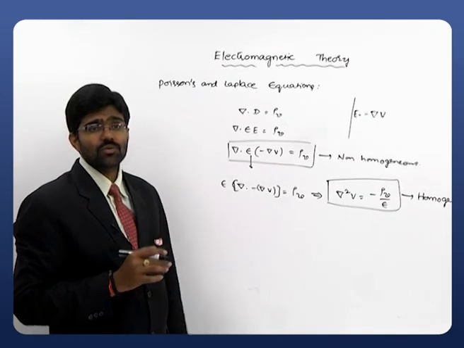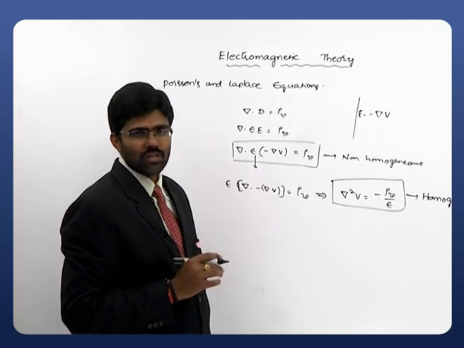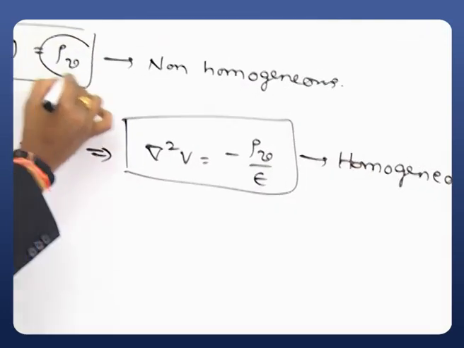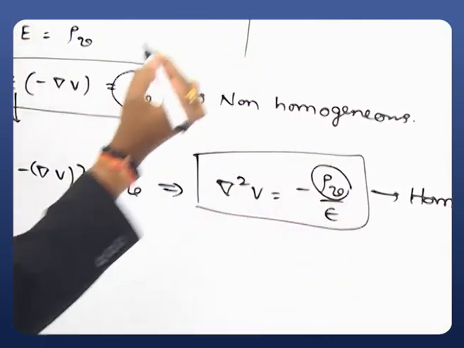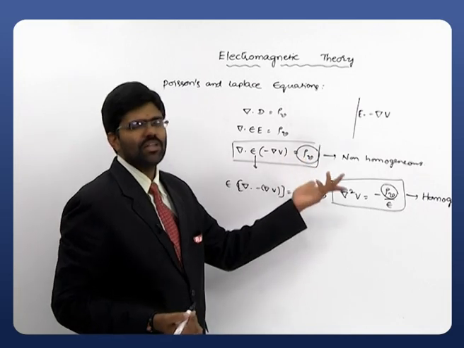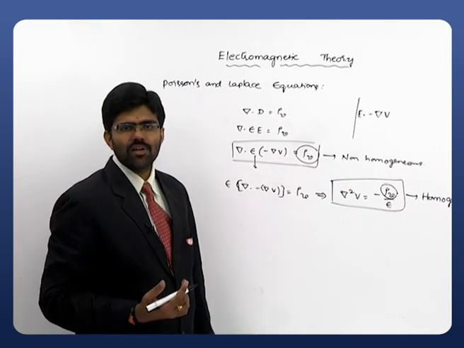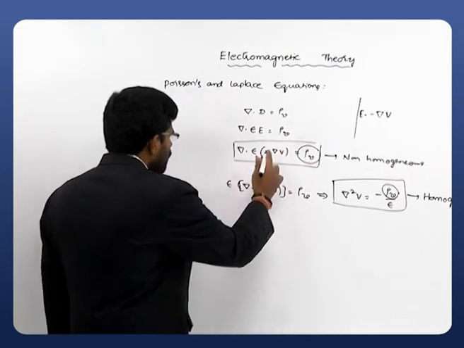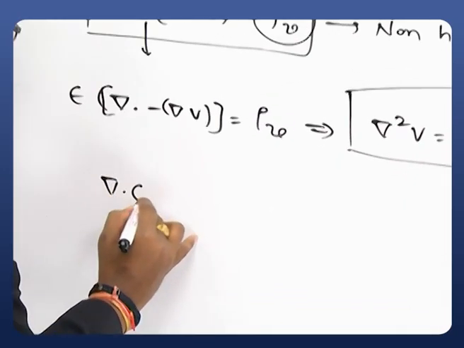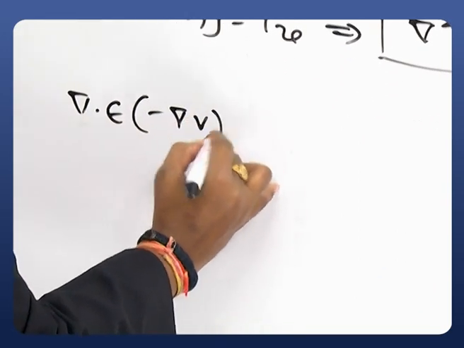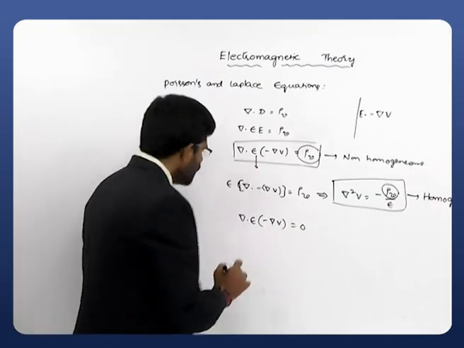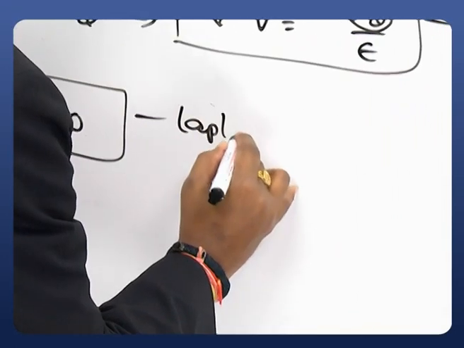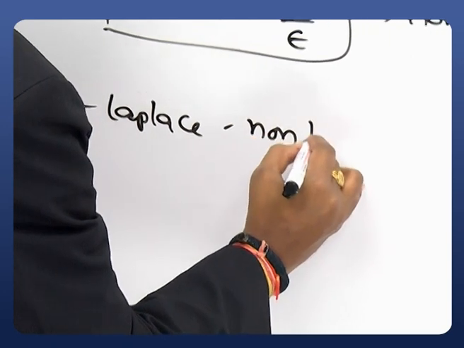A special case of these two equations is called as Laplace equations. What is that special case? Simply the region we are considering is a charge free region, so that this rho V will not be there. Since we are considering a charge free region, rho V is equals to 0. So if you substitute rho V is equals to 0, this equation now becomes del dot epsilon minus gradient of V is equals to 0. Simply this equation is said to be the Laplace equation for non-homogeneous medium.